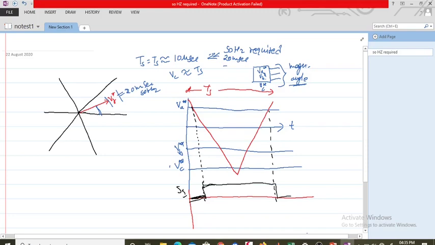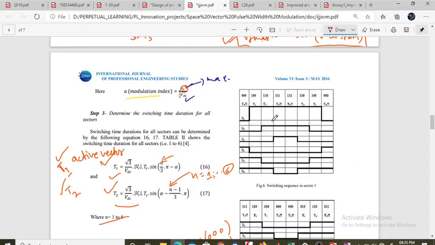Similarly for phase A, that means the S3 pulse is here. Then for V_B star, for this value and this value, the pulses in this duration are 1. And similarly for phase C, you can see a similar situation here.